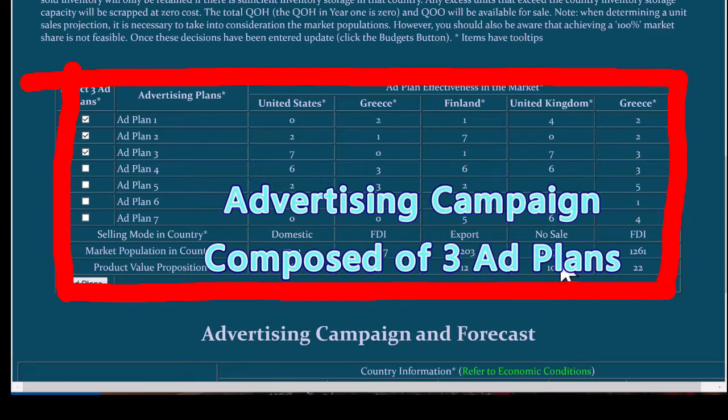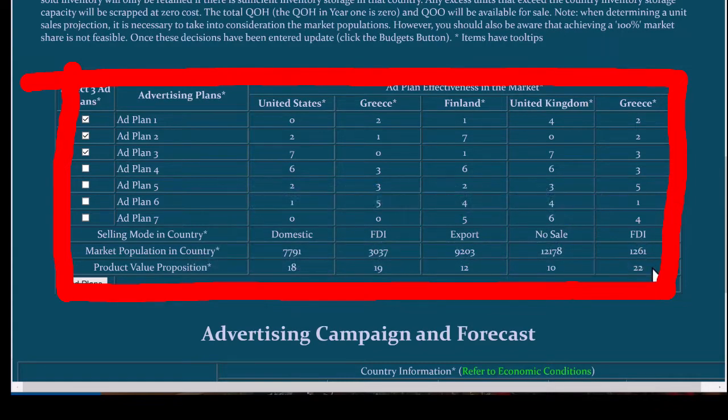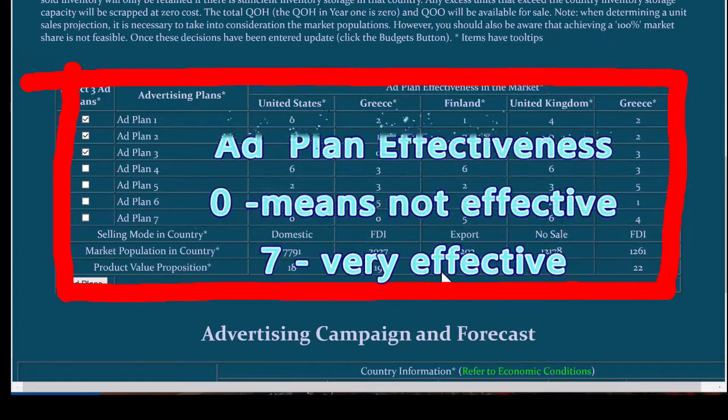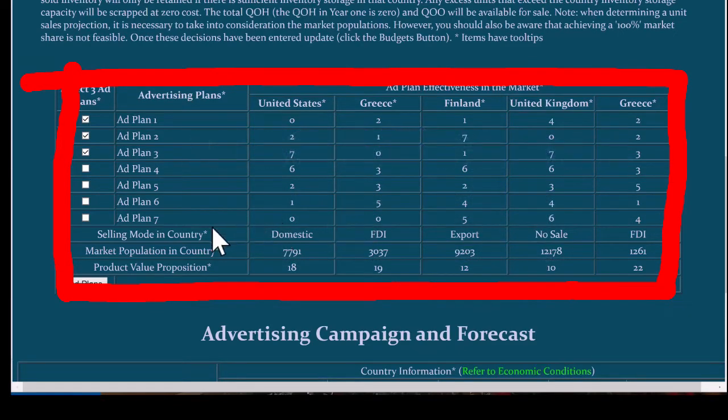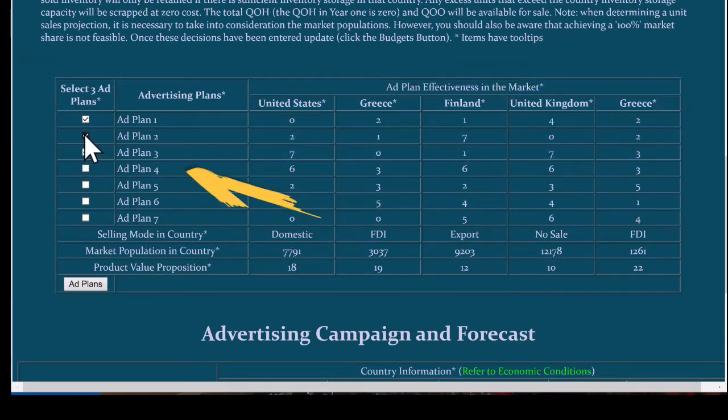Each ad plan has an effectiveness rating in the targeted country. And so as a result of that, it is important to understand the value proposition of the product in that country and then select the ad plan that's going to create the ad campaign that is going to be most effective in the country where the product has the highest possible value.